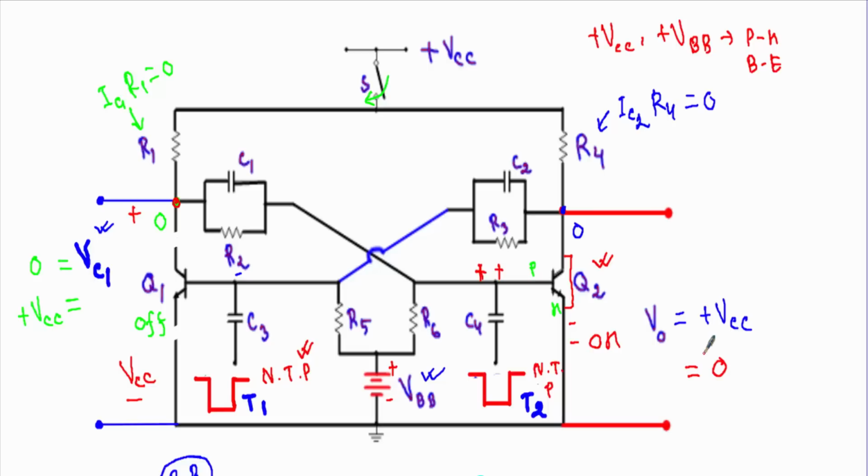If I don't apply any additional triggering pulse, the collector to emitter output voltage will remain at this level for an indefinite time period, and the collector to emitter voltage in case of this transistor will also remain at this level for an indefinite time period, as long as we supply plus VCC in this circuit. See, both of these 0 and plus VCC levels are stable in case of this multivibrator circuit.